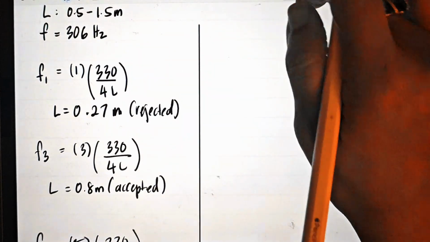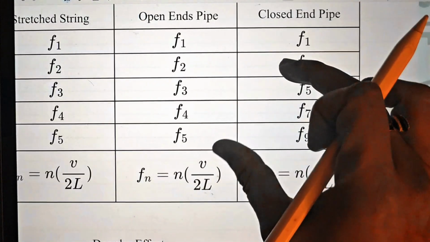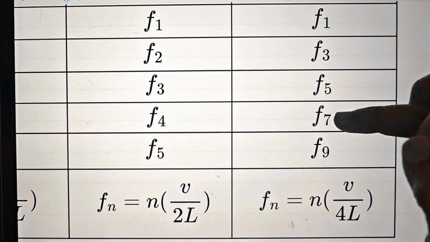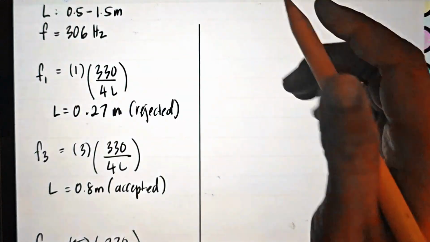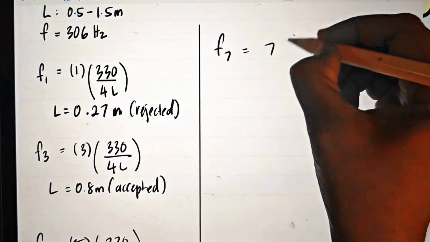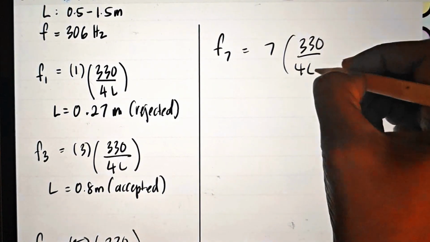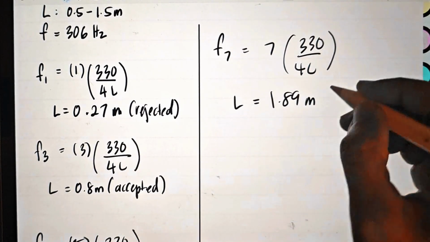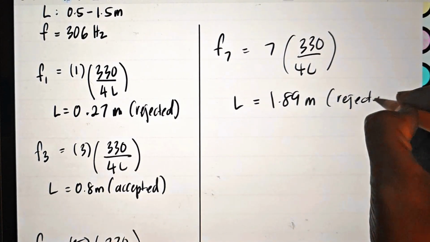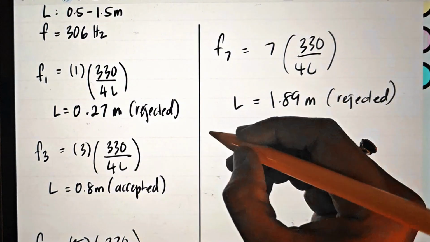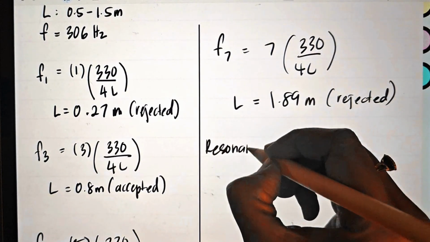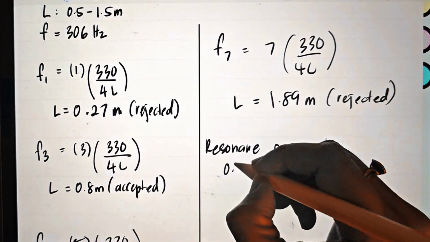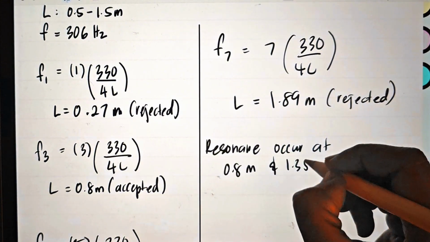Again, it's going to jump. Here we have F1 done, F3 done, F5 too, and now we have to go for F7. Seventh harmonic: F7 equals 7 times 330 over 4L, and your L is 1.89 meters. Now this one has to be rejected. It is already out of bounds. So the resonance occurs at 0.8 meters and 1.35 meters.